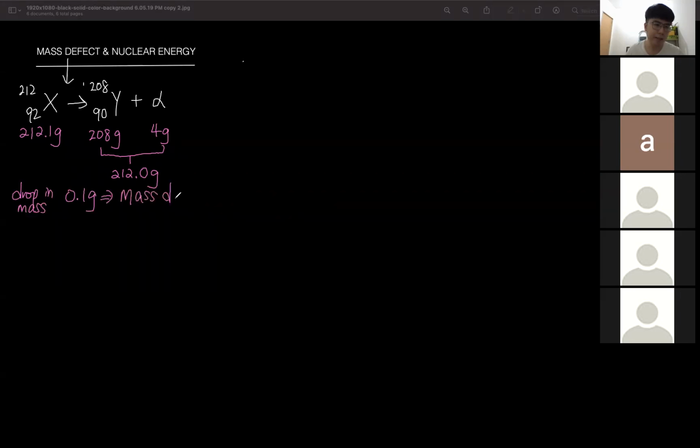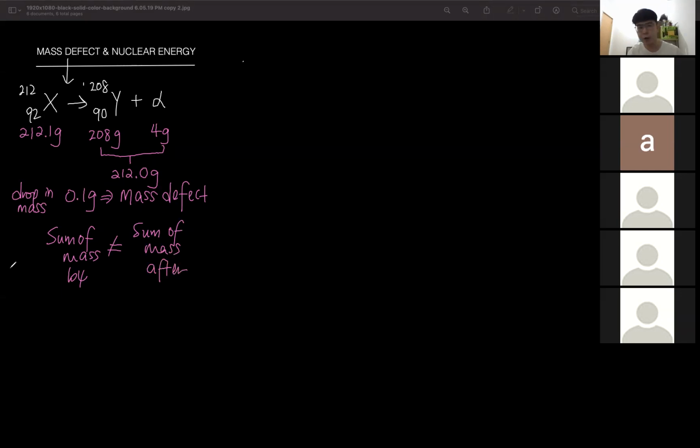So mass defect is the missing in the mass. You find that some masses are missing. So where did it go? Where did the mass go? Here we found that in any radioactive reaction, the sum of mass before does not equal the sum of mass after.